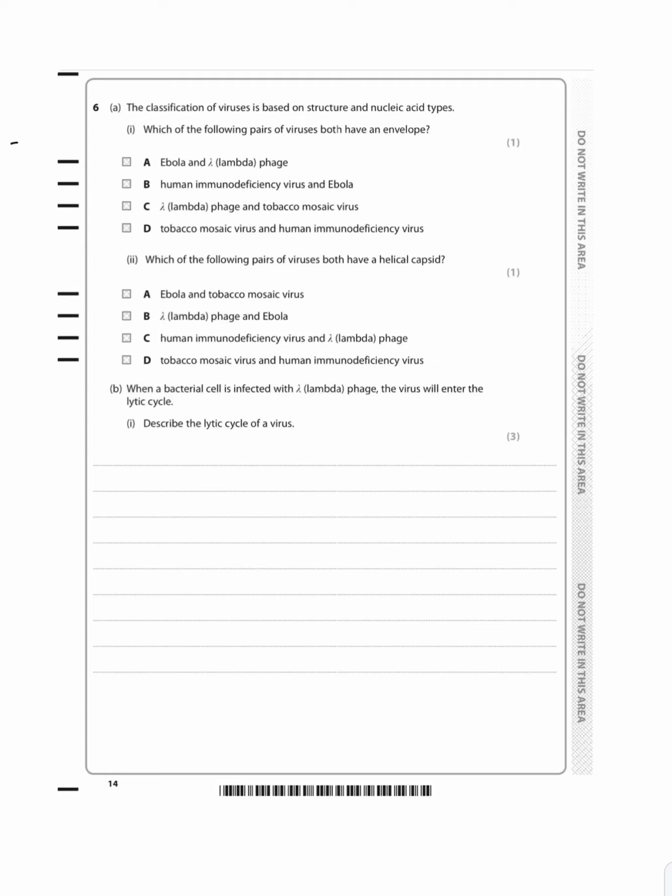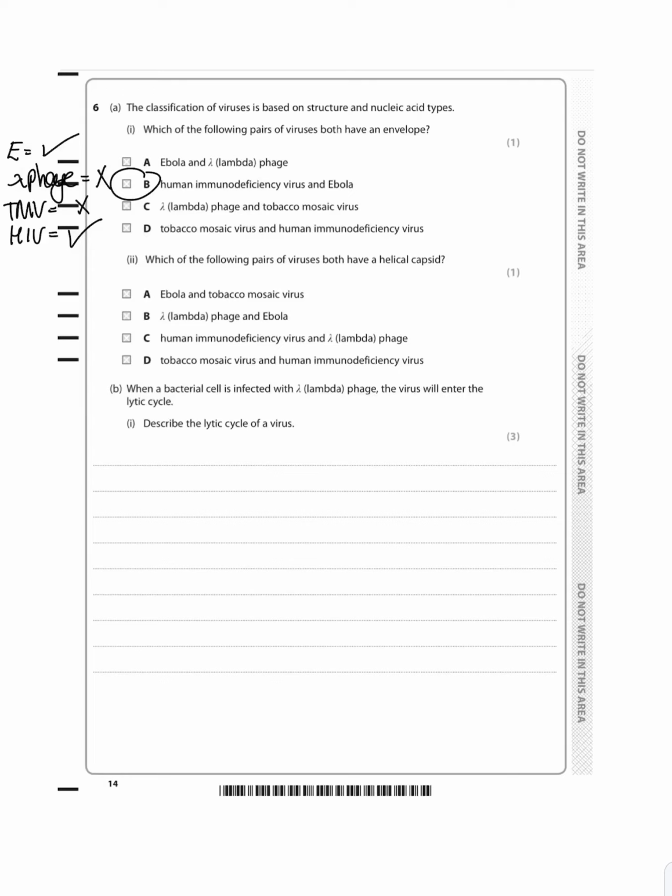But if we go through it and write Ebola, which infects humans, lambda phage, which is a virus that infects bacteria, tobacco mosaic virus, which infects a tobacco plant, and the human immunodeficiency virus, which is HIV, which infects humans. Here, Ebola would have an envelope. The phage doesn't, the TMV doesn't, and HIV does. So the answer is B.